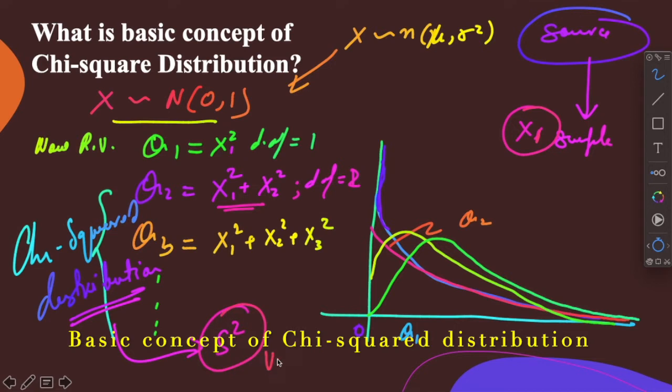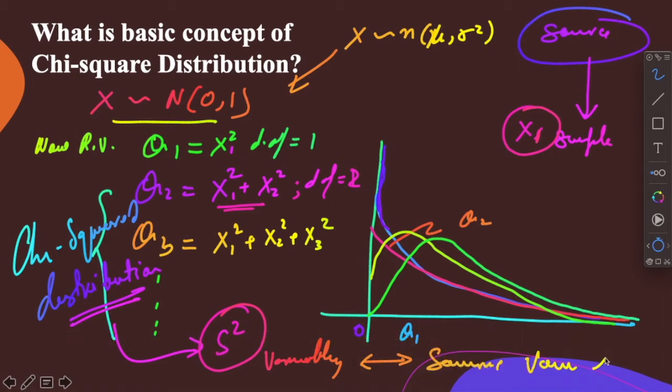variability to be compared with respect to source variance, which is nothing but sigma square. So the chi-square concept is the square of the random variable, and then how many squares there are depends upon the sample size. This distribution, which transforms the source distribution into some other distribution, is called the chi-square distribution.